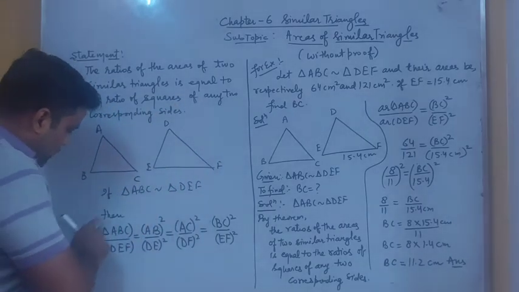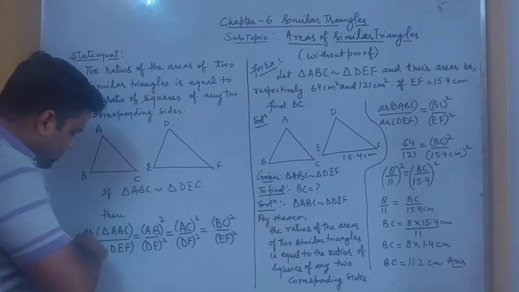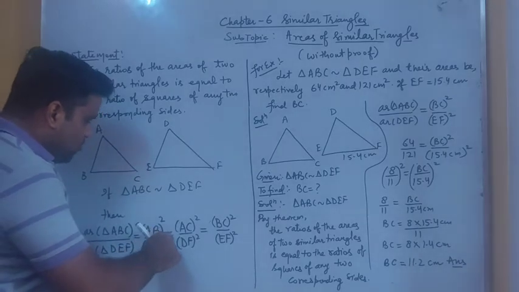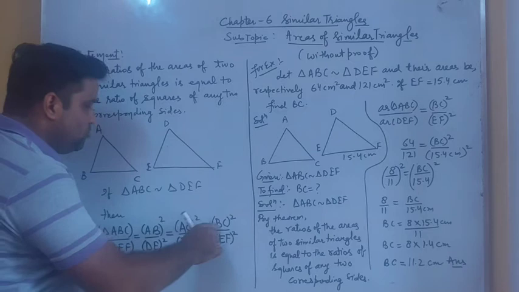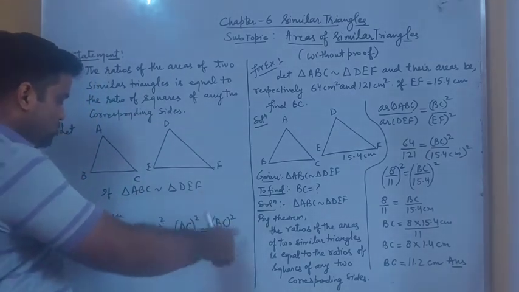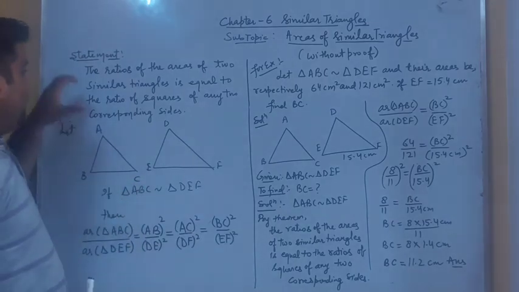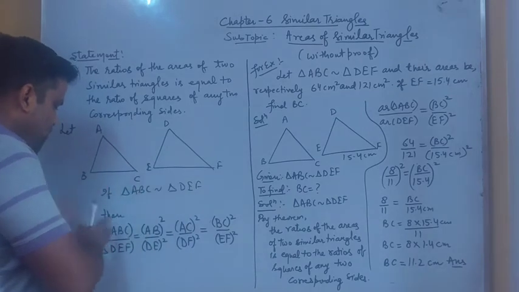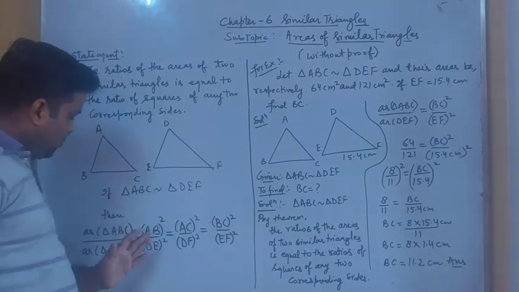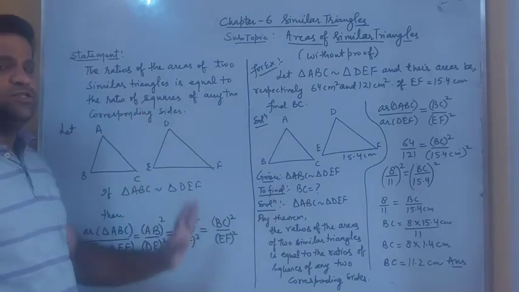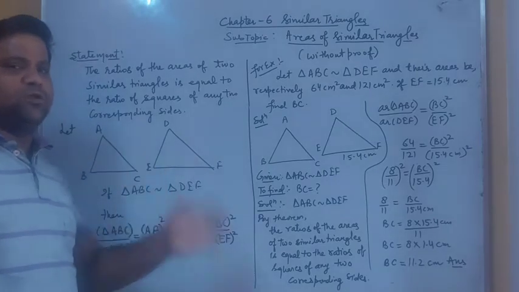That means the ratio of areas of two similar triangles, that is area of triangle ABC by area of triangle DEF, is equal to AB square by DE square, equal to AC square by DF square, equal to BC square by EF square, any two corresponding sides. The actual meaning of this theorem is that when we have two similar triangles, the ratio of their areas is equal to the ratio of the squares of any two corresponding sides. This is the actual meaning of this theorem.